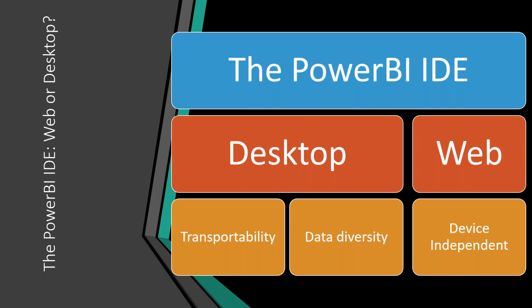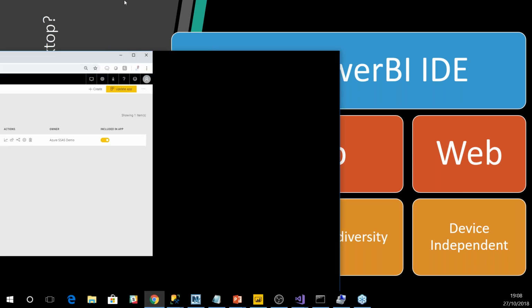Anyway, what's also important is to understand the difference between web and desktop. The strengths of desktop, the transportability and the diversity, is also the weakness of the web development platform. And I'll explain that right now. So if we look at Power BI, let me bring this into focus.